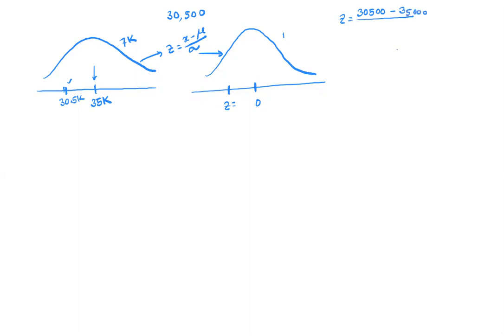All of it divided by 7,000. So z is equal to 30,500 minus 35,000, which is negative 4,500, divided by 7,000. These two zeros are going to cancel out, right? So 45 divided by 70 is going to be this.